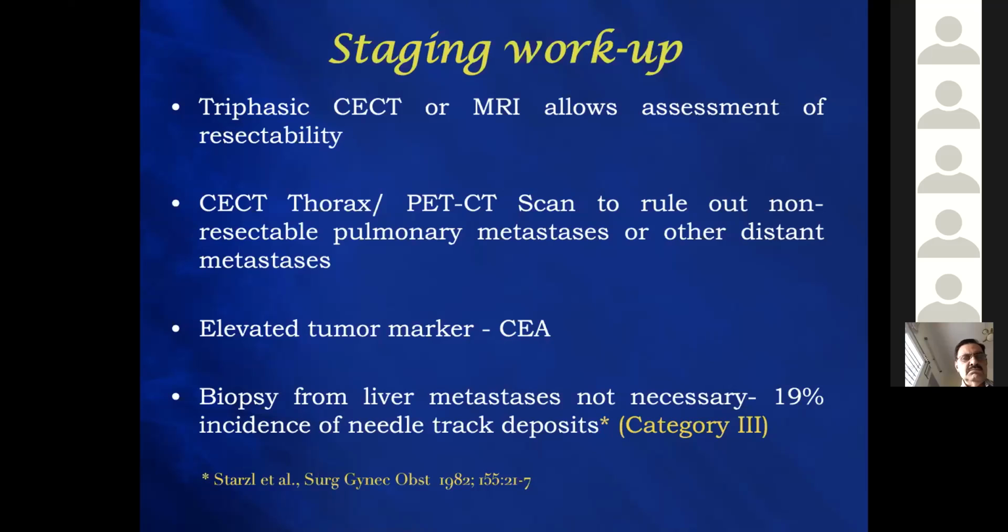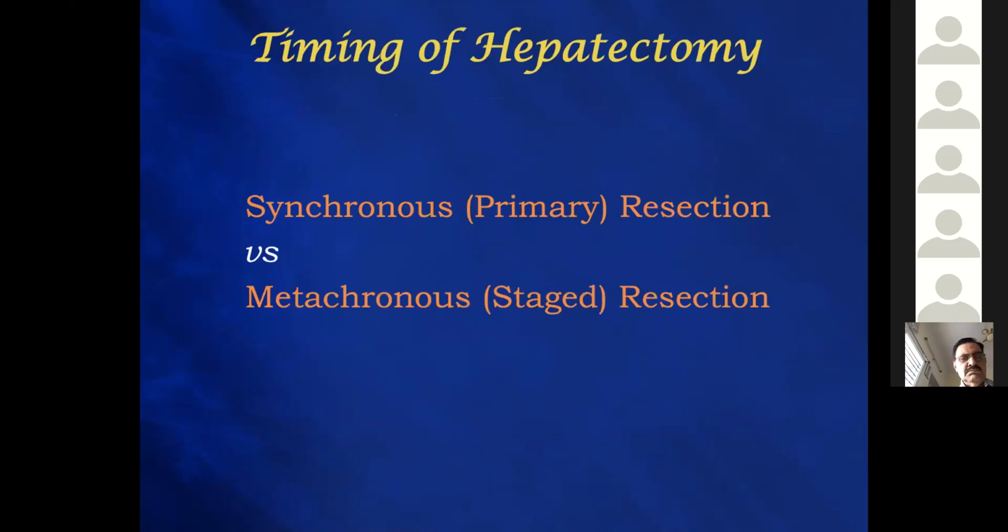Biopsy from liver metastasis is not necessary because there can be risk of tumor deposits, seedlings happening on the needle track. Because as we all know, most often when there is a primary tumor and it has recurred, it is more likely to be from the liver, from the colorectal cancer.